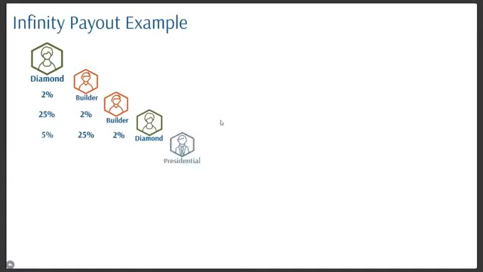And a diamond on their third level? 5%. Good. Hopefully everybody's following along with how this is building out and that you're just saying these out loud. Don't scare your neighbor if you're at work or whatever. But let's see here. What would a diamond get paid on a presidential in their downline organization if they're on the first level? 2%, right? So then builder on a presidential would be 25. This builder again on a presidential 5, and then diamond on the presidential would be a 6.